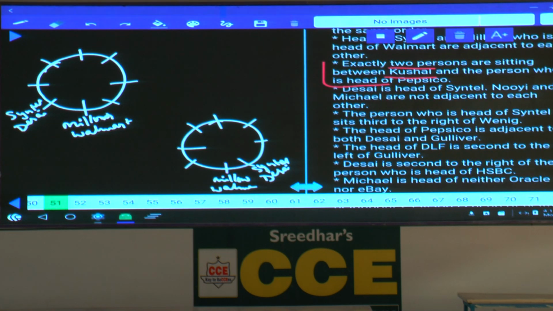Nui and Michael are not adjacent to each other.